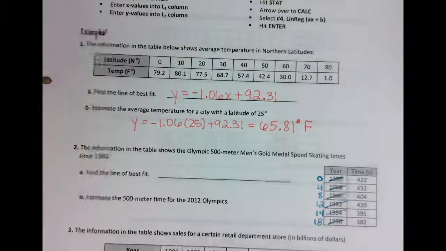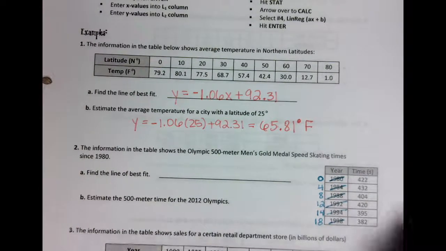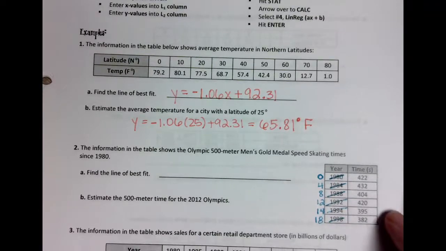The information in the table shows the Olympic 500-meter men's gold medal speed skating times since 1980. Okay, that is very poorly written. I believe what they're trying to say is how many times they got gold.